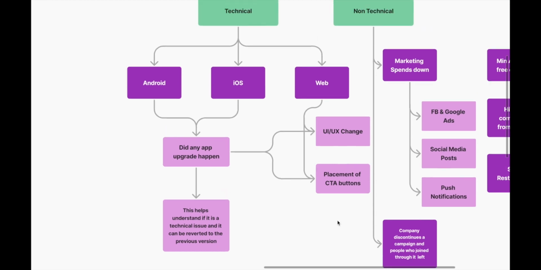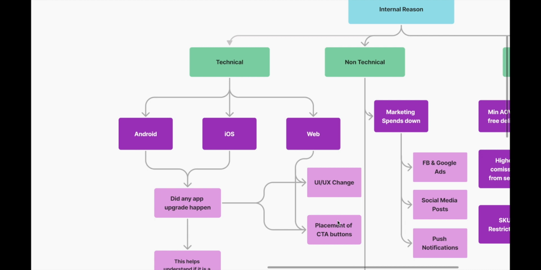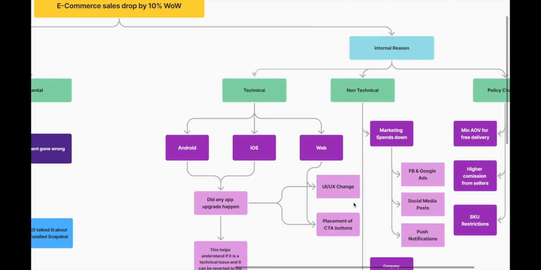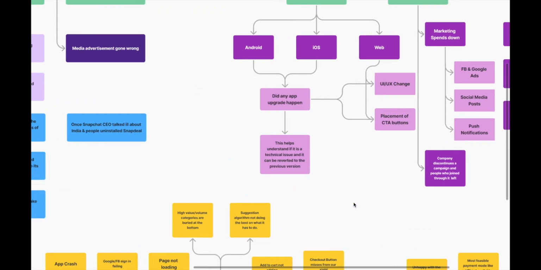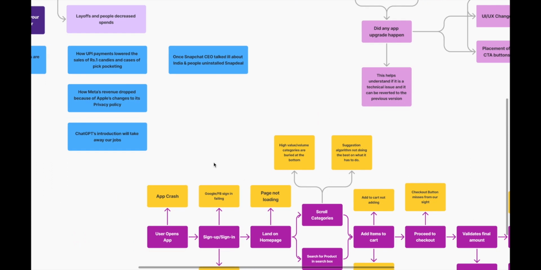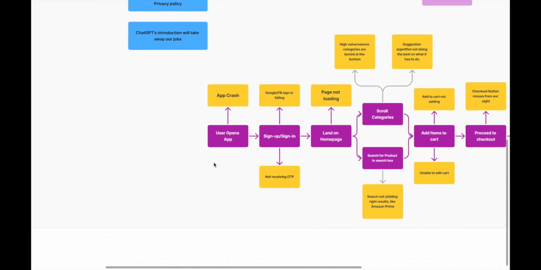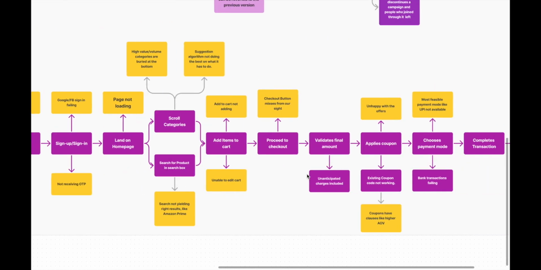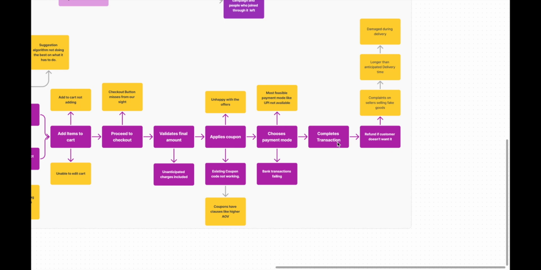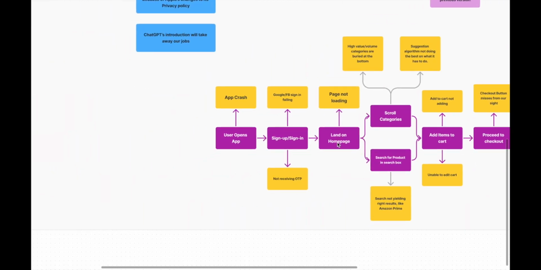Continuing the internal issues, let's go into the funnel of how a user progresses from the start till the end and find out which possible place could the user have dropped off and could have affected our sales. So here's a funnel. The funnel starts from the user opening the app up until the user completing the transaction for that session. So let's start off from here.